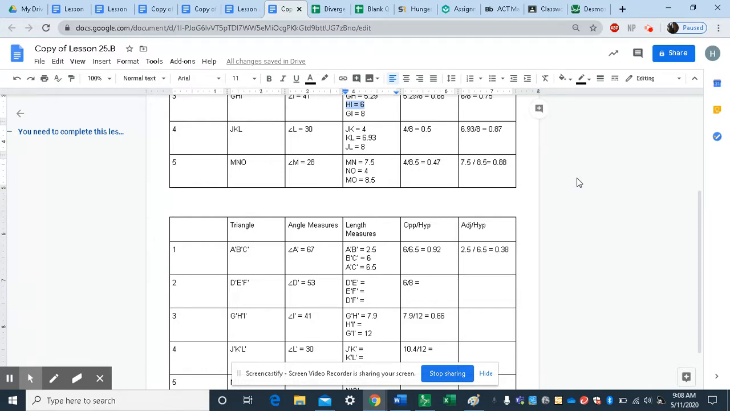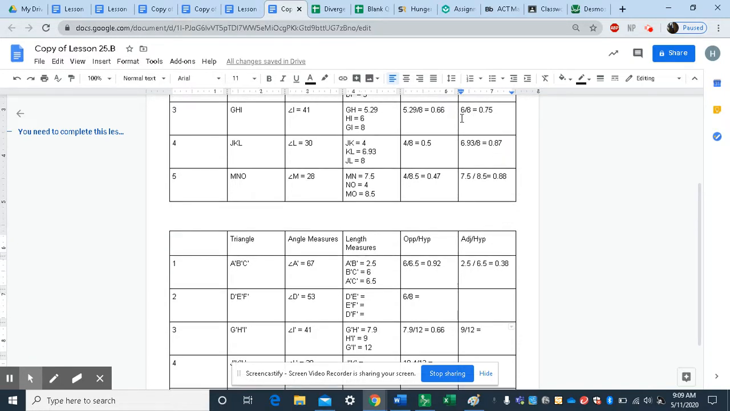So in our calculator, we're going to do 6 times 1.5, and we get 9. So for our adjacent over hypotenuse, we're going to have 9 divided by 12. It's going to be the same proportion. It's going to be the corresponding sides. So we have HI over GI in the original, so down here it's going to be H prime I prime over G prime I prime. So we have 6 over 12. So 6 divided by 12 is 0.75, which matches our proportion up here.